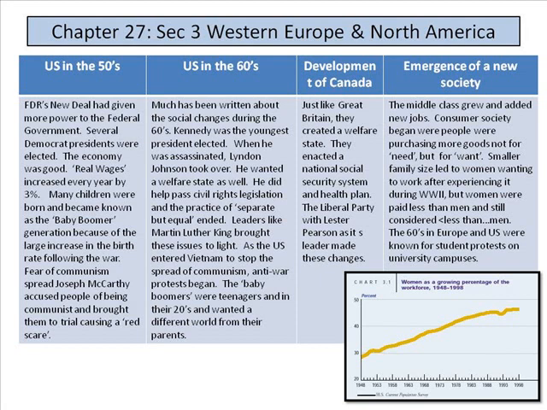Just like Great Britain, they created a welfare state. They decided that they were going to pay for the people in their country instead of having the people in the country make their own decisions. They enacted the national social security system and a health plan. The Liberal Party, with Lester Pearson as its leader, made these changes. And then the emergence of a new society.